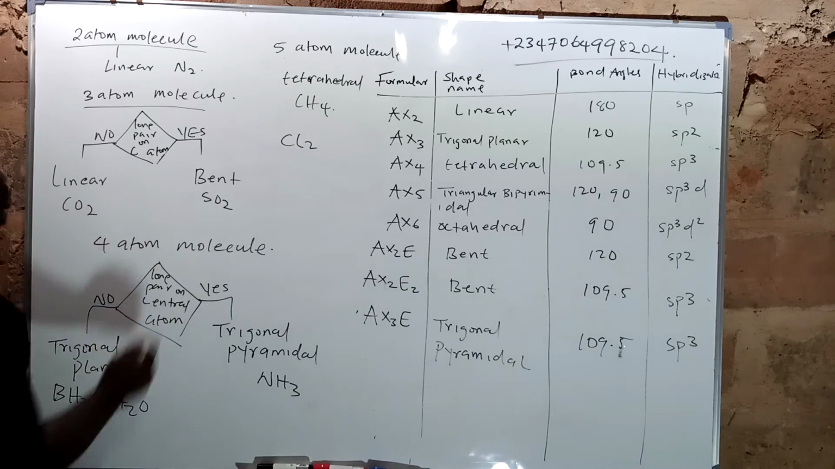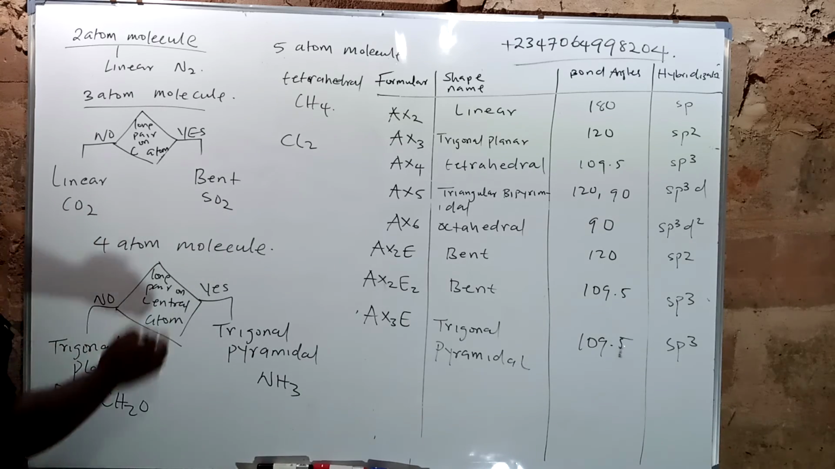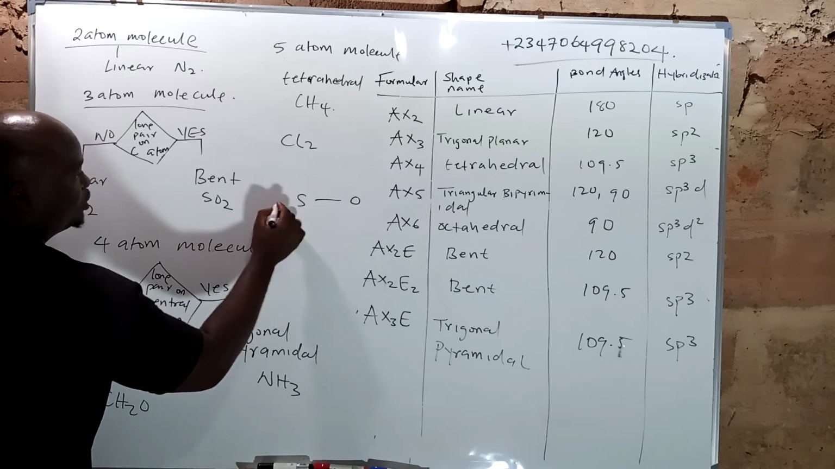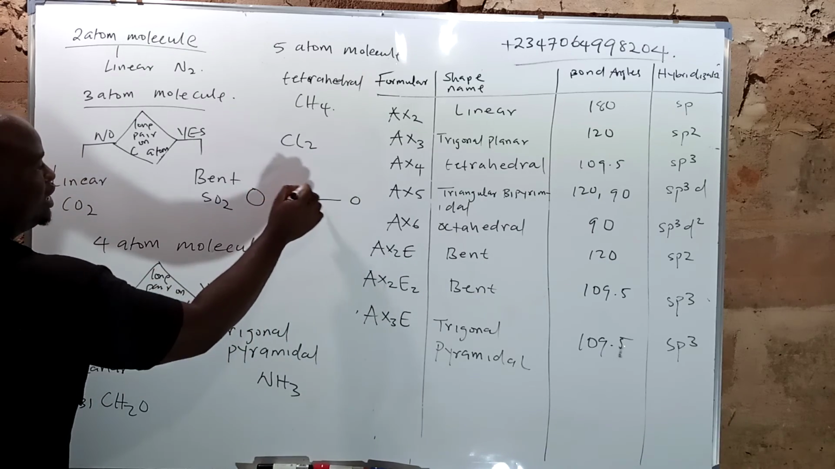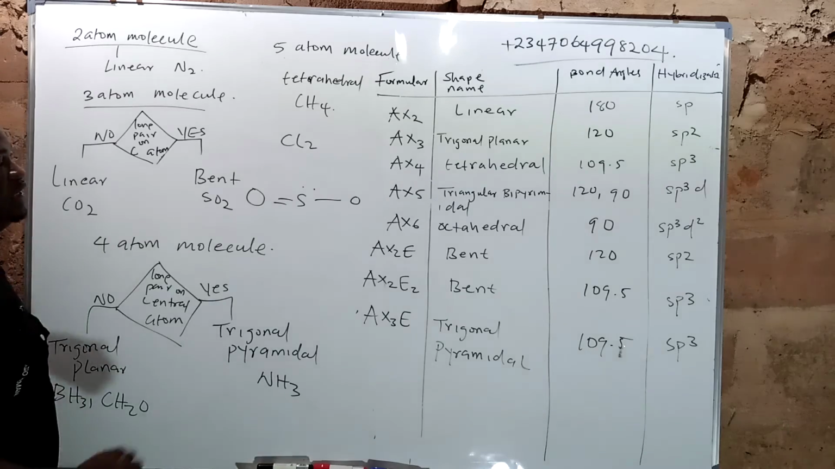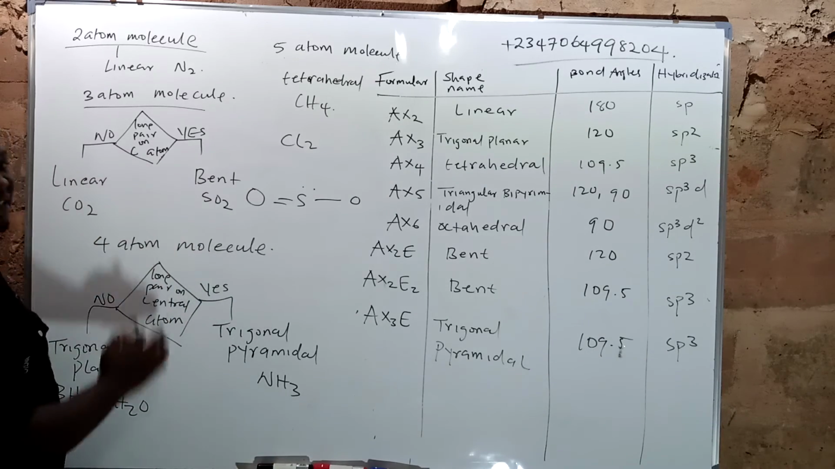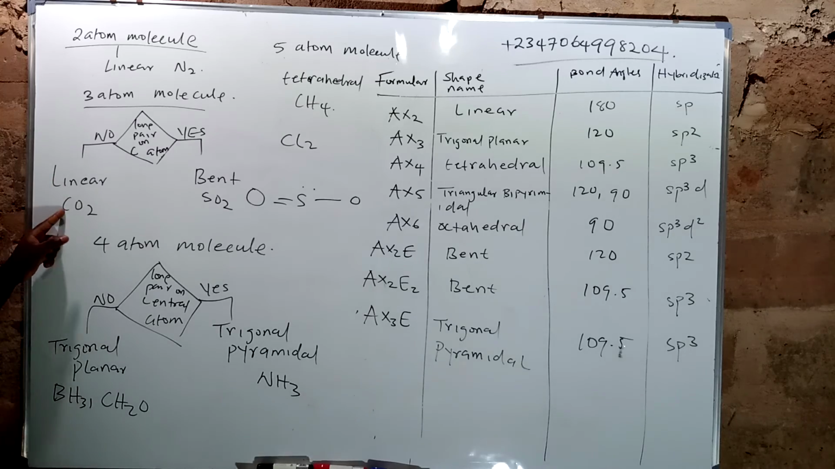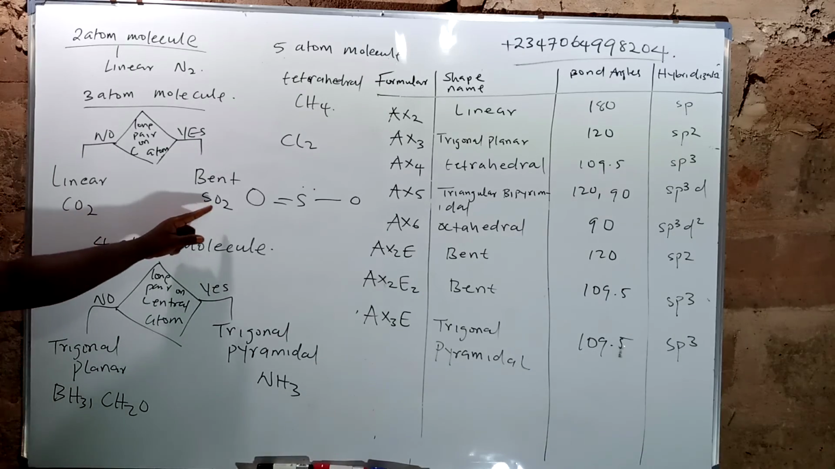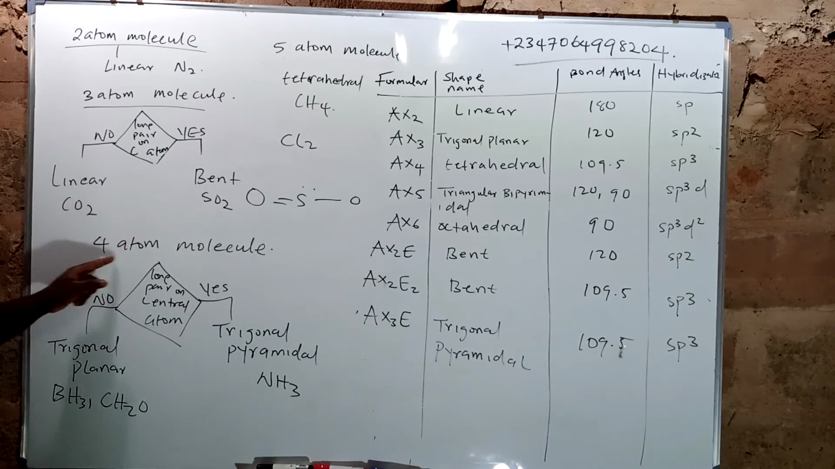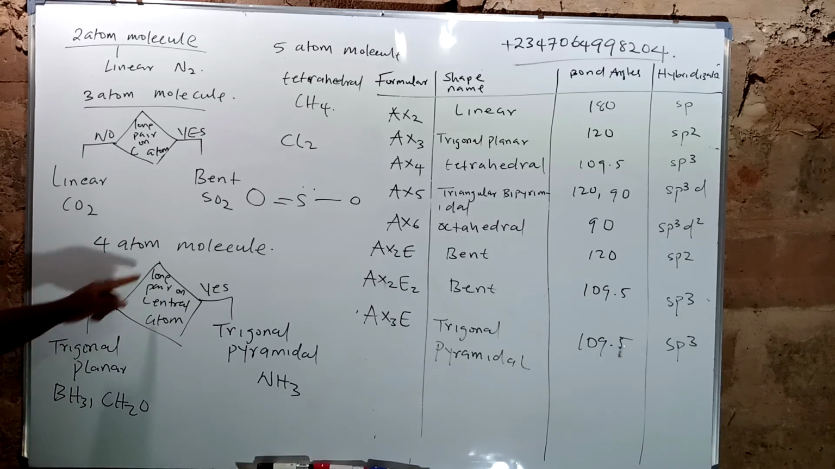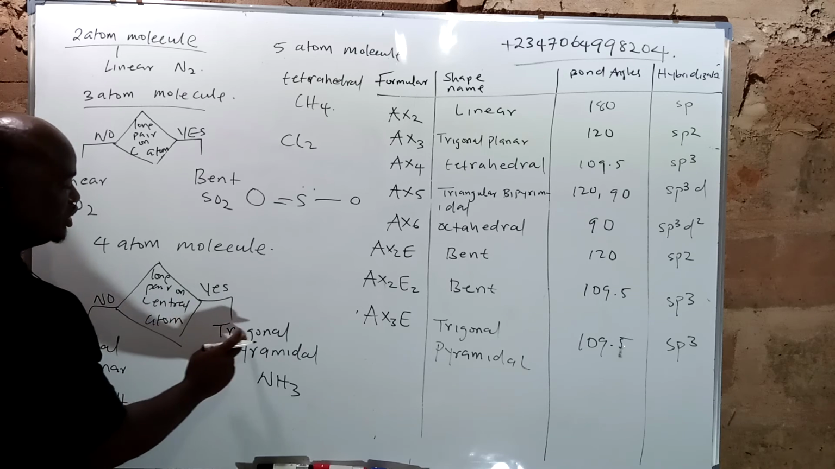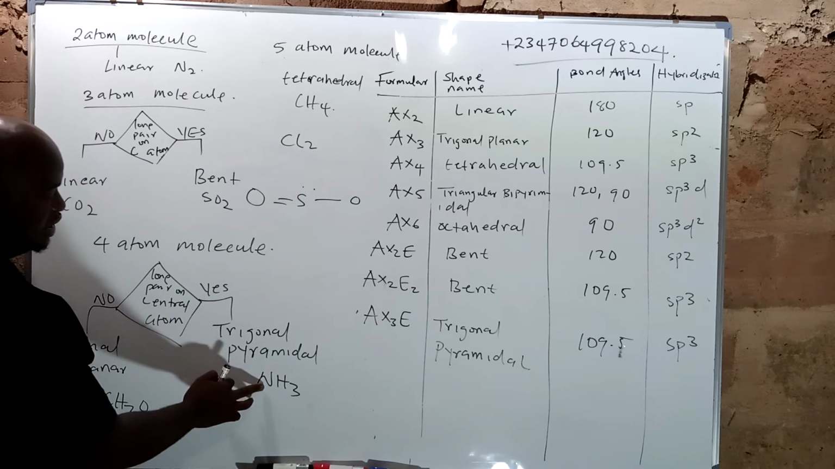Now, for SO2 that we just saw, we had a lone pair on the central atom. The shape is always what? Bent. Now, for 4 atom molecules, look at 1, 2, 3. If there is a lone pair on the central atom, if it's yes, the shape is always trigonal pyramidal. And this is 4 atoms.